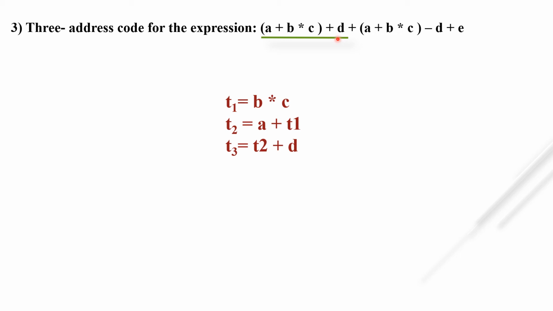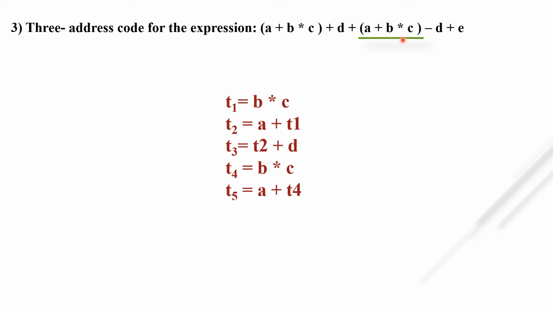In the syntax tree, which is the next sub expression which will be evaluated first? This B into C. So what is our T4? T4 equal to B into C. Next, which expression will be evaluated next? This A plus B into C. So B into C is already stored in T4. So what is our T5? T5 equal to A plus T4.